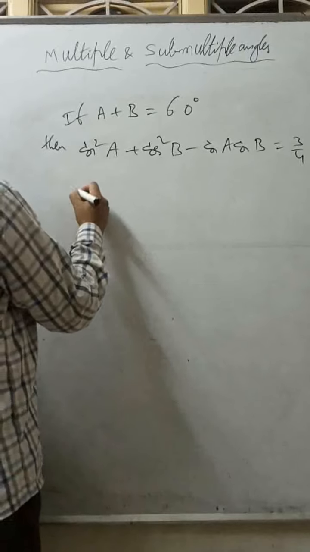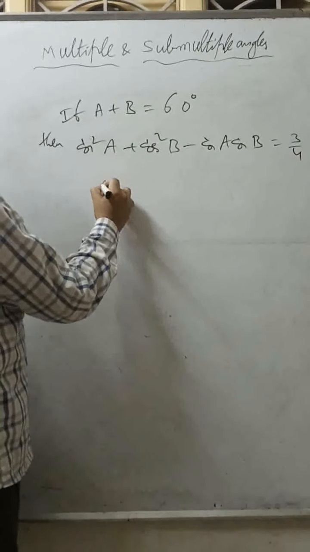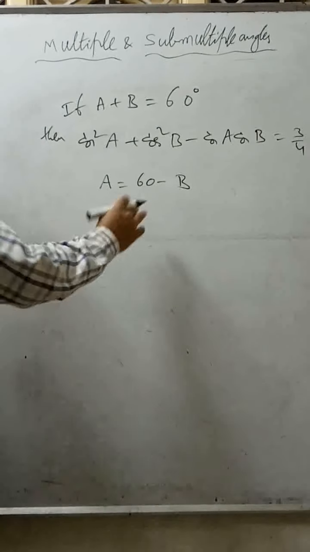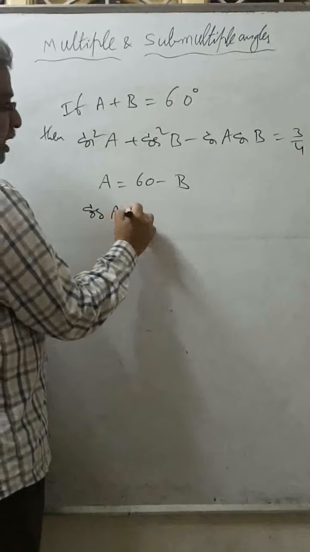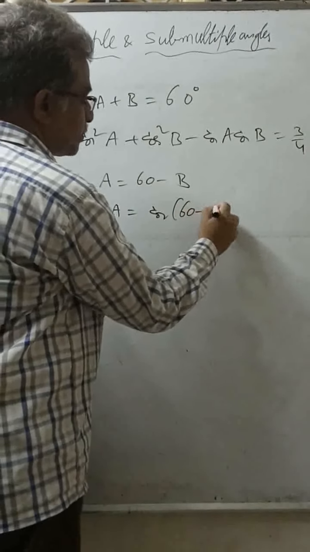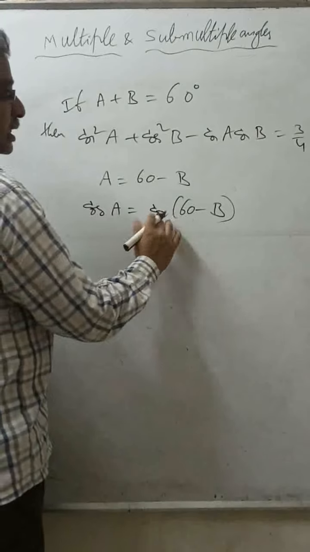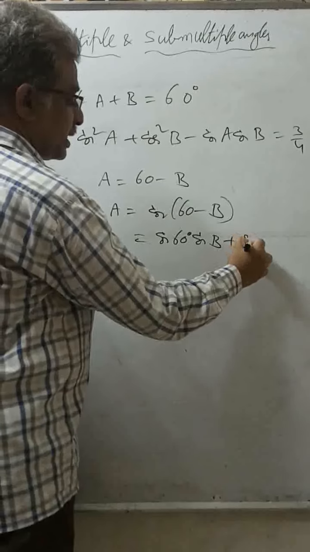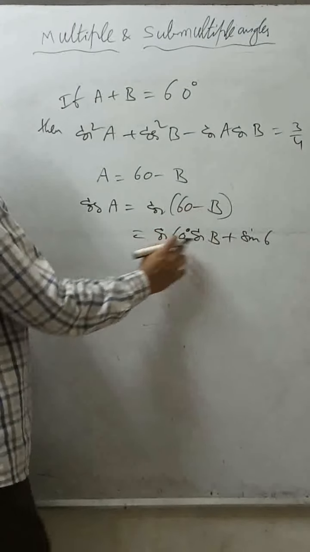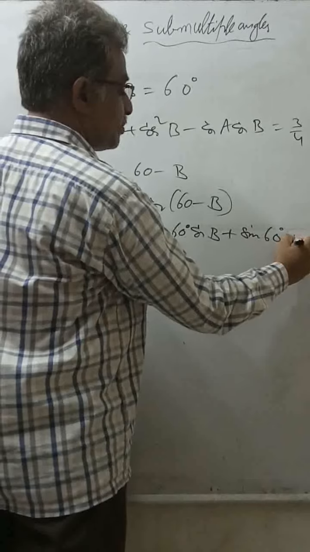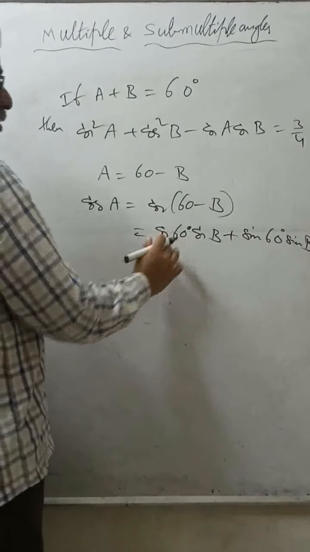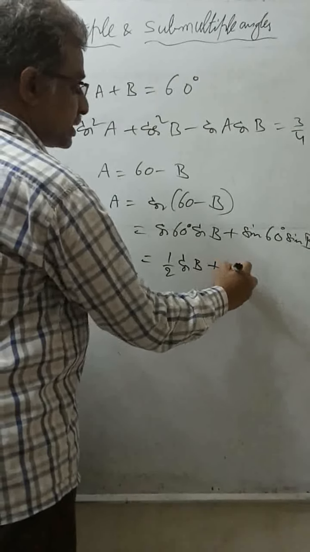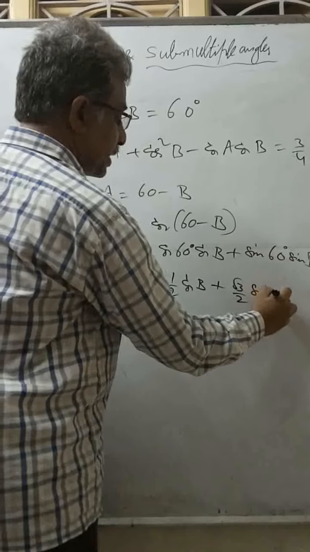We'll prove this. Given that A plus B is 60, A equals 60 minus B, with B going to that side. Now if I apply cos on both sides, this becomes cos A equal to cos of (60 minus B). Now this is the cos (A minus B) formula: cos A cos B plus sin A sin B. Now this is equal to cos 60, which is 1 by 2, so 1 by 2 cos B, plus sin 60, which is root 3 by 2, sin B.